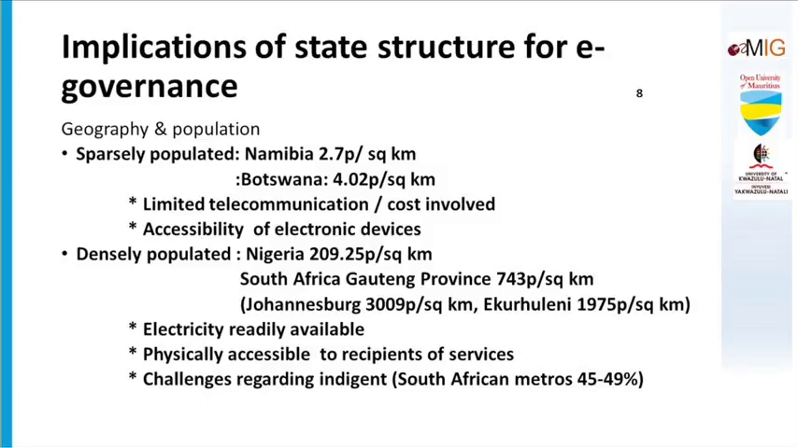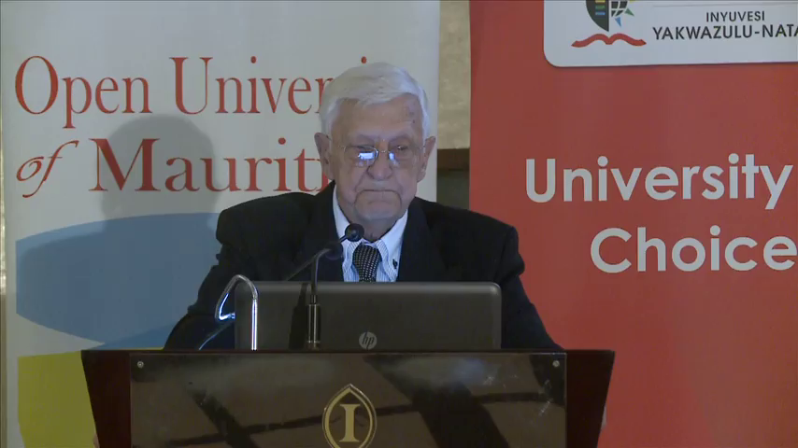Accessibility is a problem. And then densely populated, I've already indicated that, but the advantage of the densely populated areas is that electricity is readily available, whether it's formal or informal, or whether you tap into another system, but electricity is more or less available to everyone. But there are challenges also regarding, for example, South Africa, where our indigent, the poor people, comprise between 45 and 49% in the metropolitan municipalities. That means those are people that cannot pay rates and taxes. Very few of them pay electricity. And that means that the rest of the community within those areas must pay the rates and taxes. So it puts a tremendous strain on the municipalities to be able to provide the particular services.